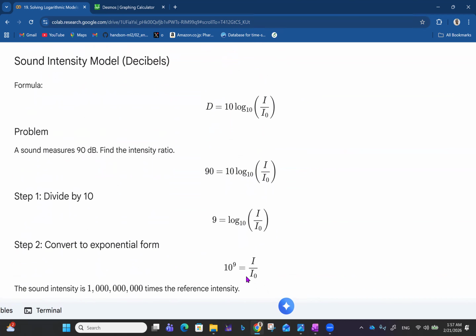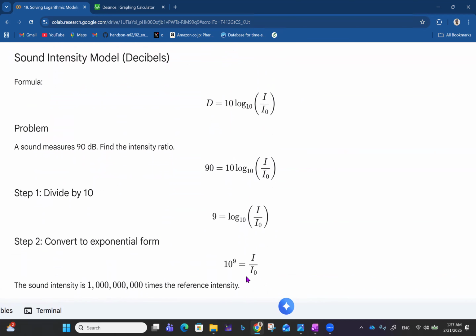Then we have the sound intensity model in decibels. It takes up the same structure as the earthquake model, where we have D equals 10. We have a kind of stretching or compression factor for the decibel, and that's how sounds can be strong or not strong. So you have D equals 10 log to base 10 of I over I naught.